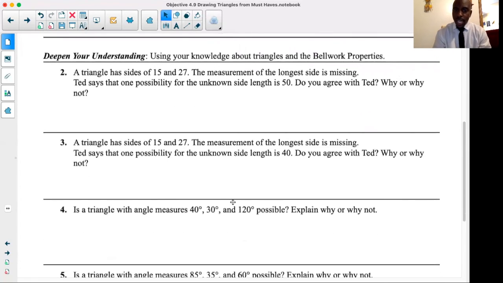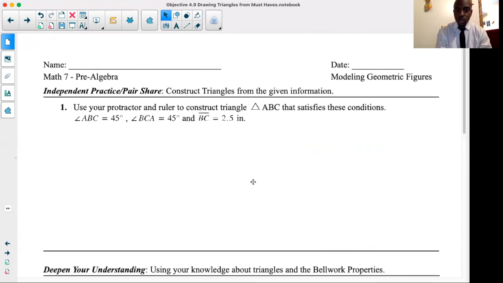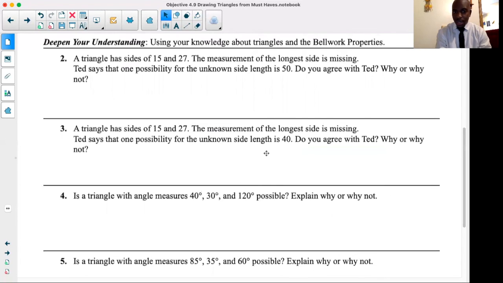This is a little bit of understanding, right? Do you understand? Right, a triangle has sides 15 and 27. The measurement of the longest side is missing, so the longest side is missing. Okay, Ted says that one possibility for the unknown side length is 50. Do you agree? Is that a possibility? Remember that 3rd rule that we mentioned in the bell work, where the sum of the 2 smaller has to be greater than a 3rd? That's what we're going to use to figure out if that's going to make sense. Also, is it 40? Does that work?